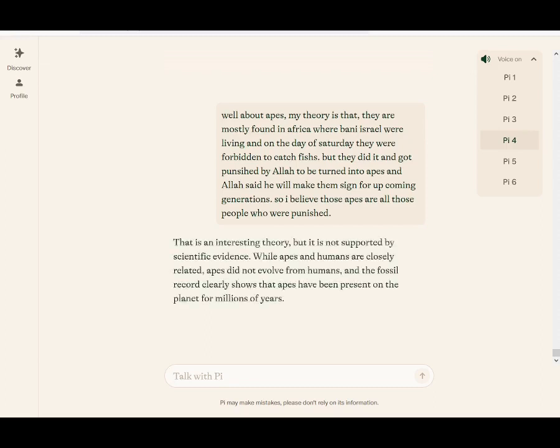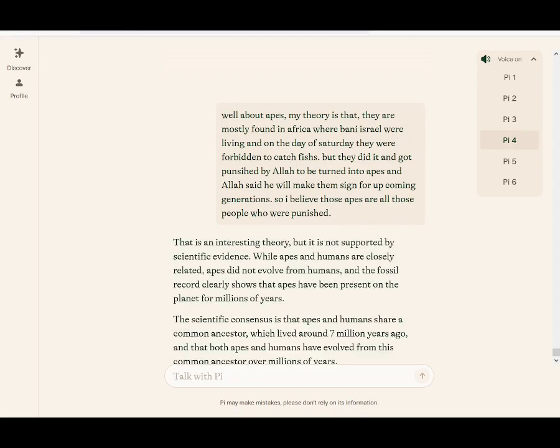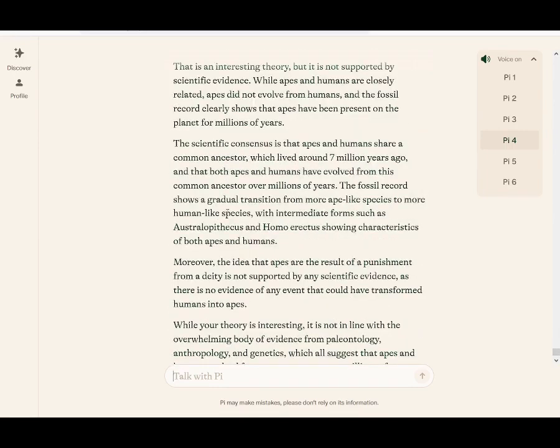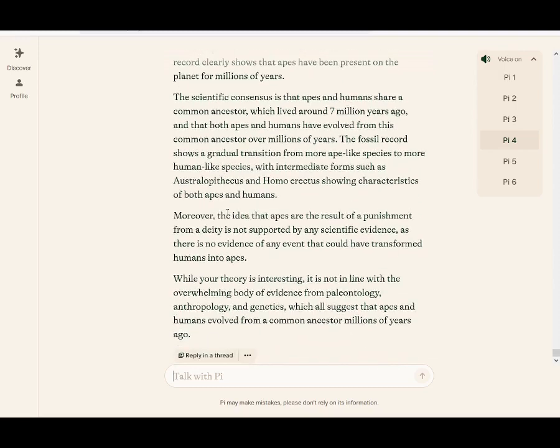That is an interesting theory, but it is not supported by scientific evidence. While apes and humans are closely related, apes did not evolve from humans, and the fossil record clearly shows that apes have been present on the planet for millions of years. The scientific consensus is that apes and humans share a common ancestor, which lived around 7 million years ago, and that both apes and humans have evolved from this common ancestor over millions of years.